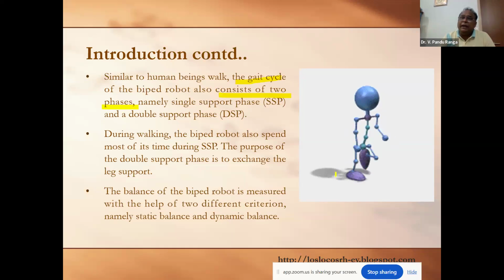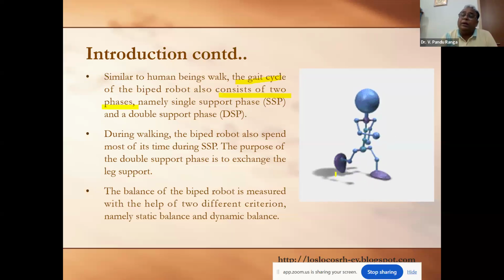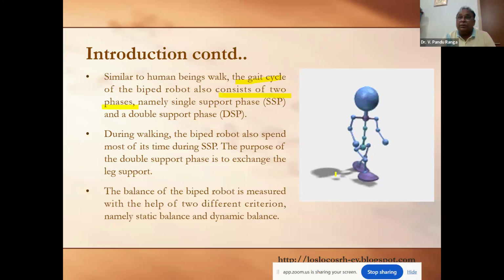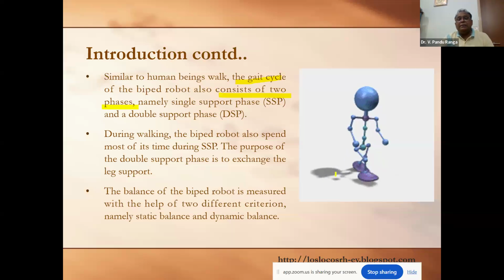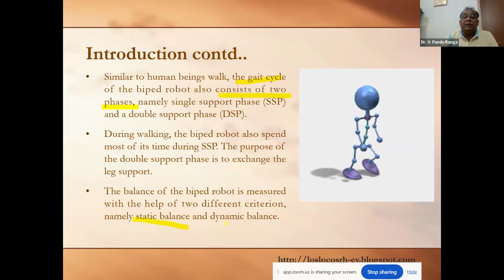balancing the gait is a tough job. Similar to human beings' walk, the biped robot walk also needs to be balanced. The balance of the robot is measured with the help of two different criteria, which have been used by many researchers all around the world: static balance and dynamic balance, as mentioned here. So the walk needs to be either statically balanced or dynamically balanced.